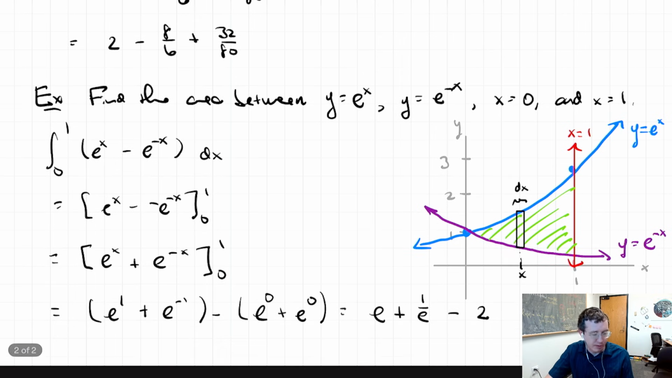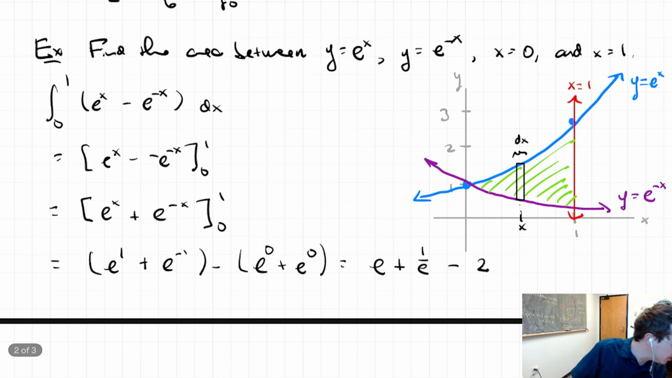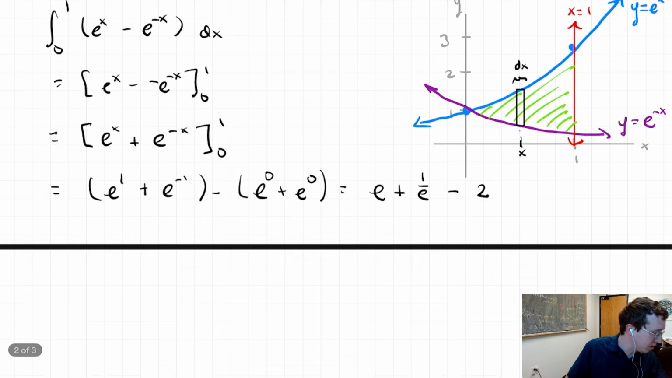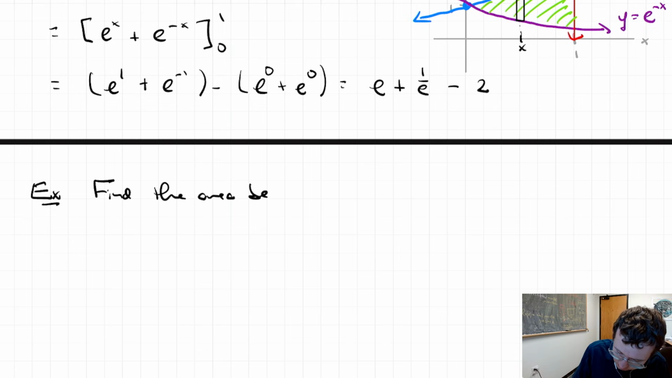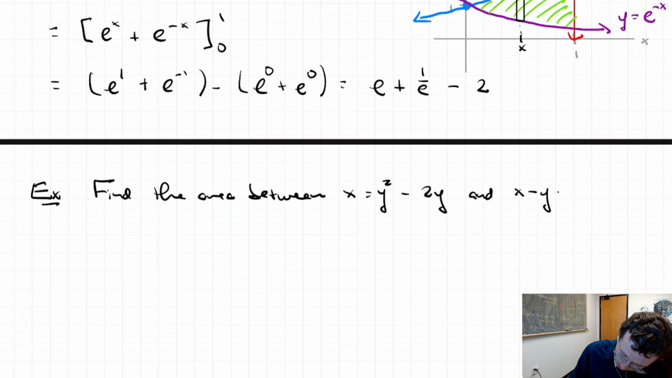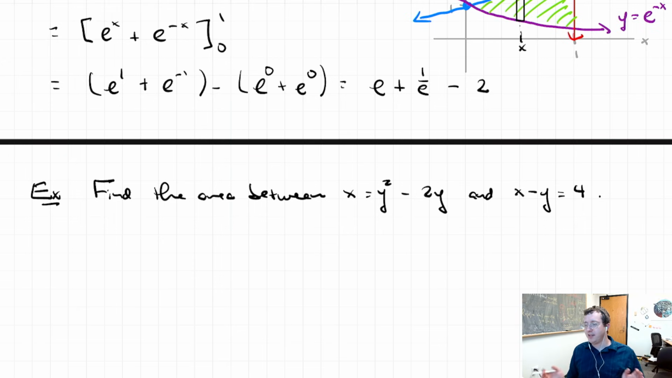Okay, so we've done areas between curves. It gets more challenging than this. Oh, here's a good one. So I want to do a harder areas between curves problem. Let's find the area between x equals y squared minus 2y and x minus y equals 4. This one will be fun.